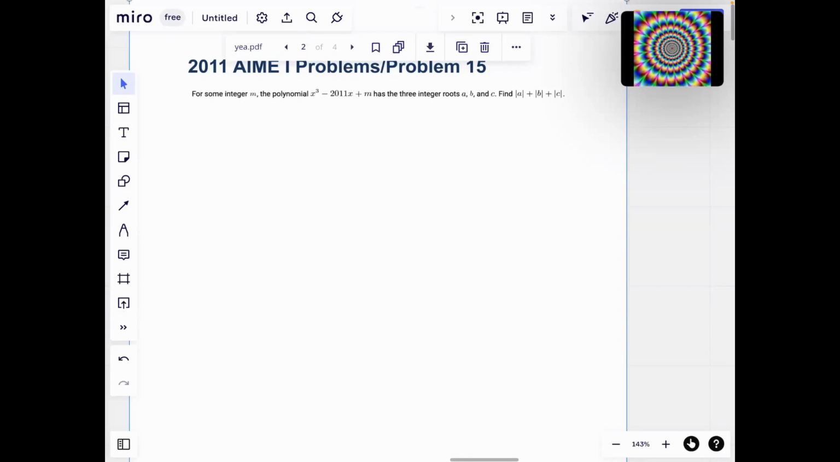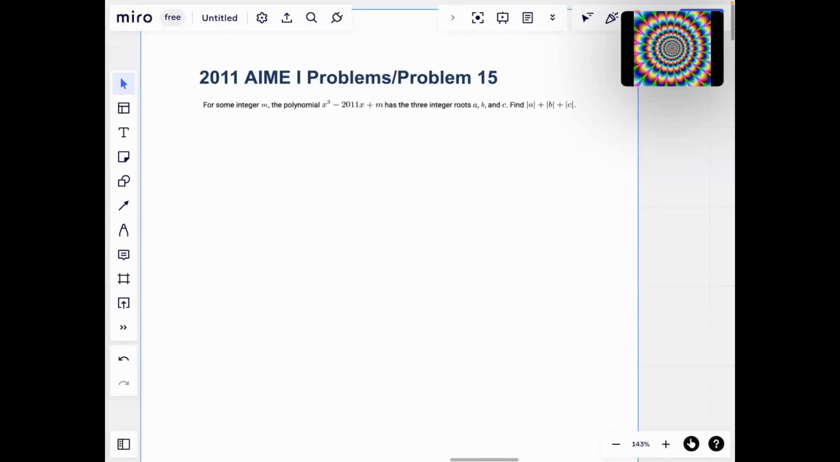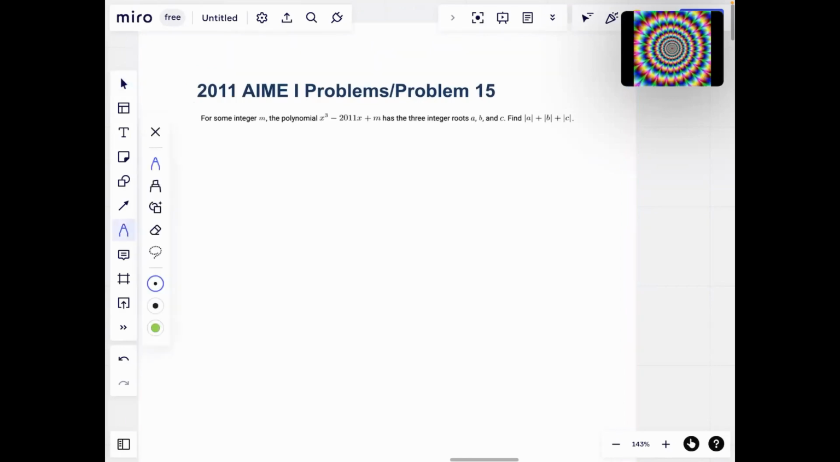So first, what we can do is just first use Vieta's, because that's what we can do, right? So a plus b plus c is equal to 0, and ab plus bc plus ac is -2011.